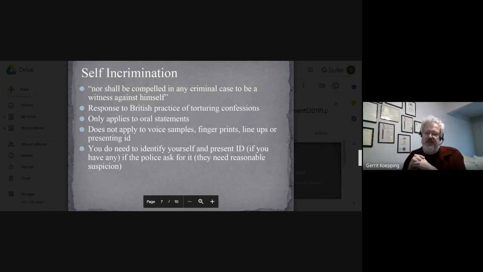Now, in terms of identification, this one comes up often. If the police ask you for ID, do you need to present ID? There are Supreme Court cases on this, and the general rule is if the police ask for it, you do need to present identification, or you do need to identify yourself. It's not considered self-incrimination, but the police do need reasonable suspicion that you're up to no good. Now, remember, reasonable suspicion is a low burden.